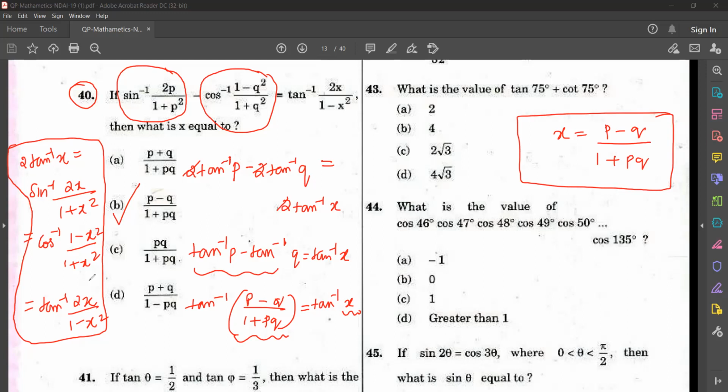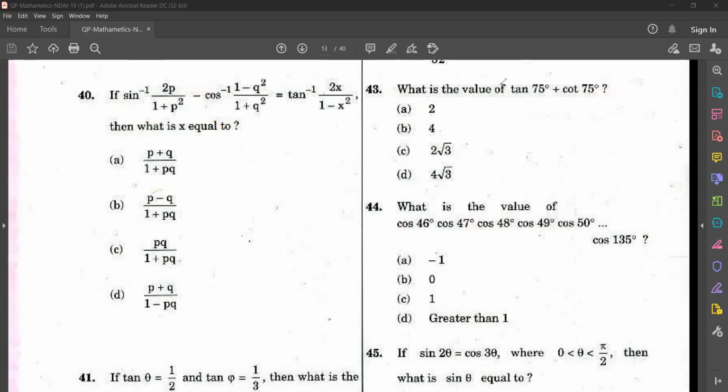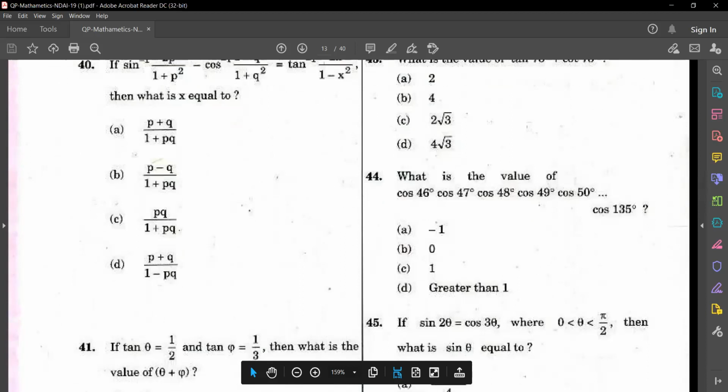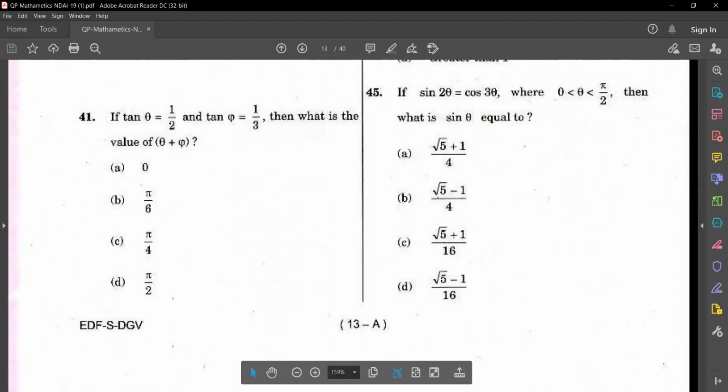All of you got the answer, p minus q by 1 plus pq. Okay, now go to the next question, question number 41. Please go to the question.